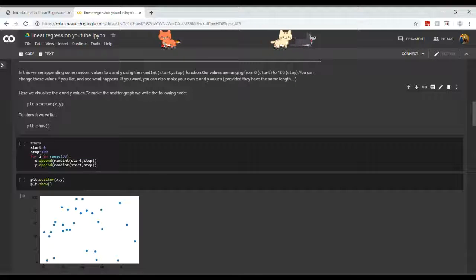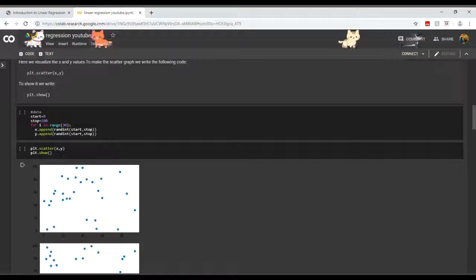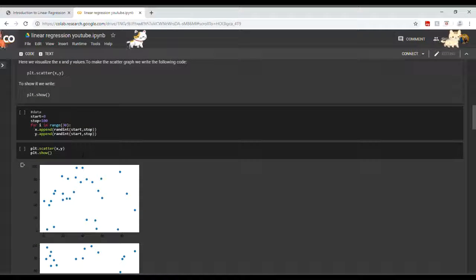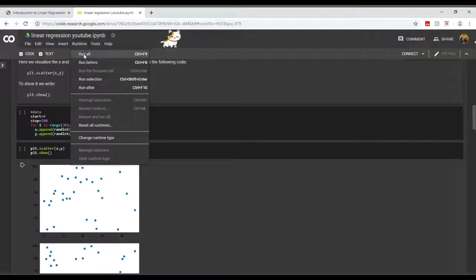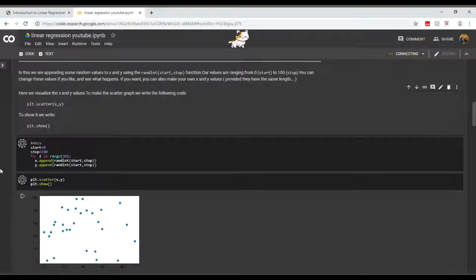And here is finally the visualization of the data. You see, this is just like a glitch or something on Colaboratory that I got two graphs. It's actually meant to be one. You know what, I'll just run the whole thing again. Unless it's not a glitch.